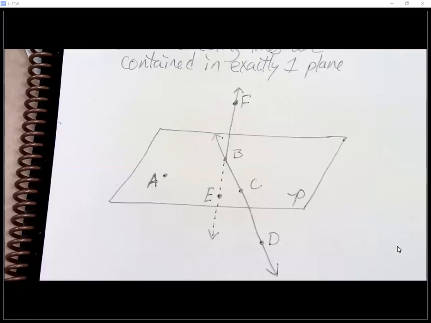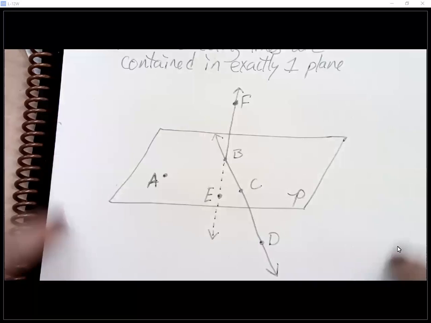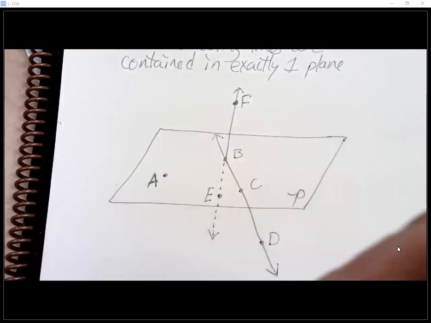Planes never end. I could have drawn this parallelogram way bigger and then it would have looked like it contained D. But if any 2 points of the line are in the plane, then the whole line's in the plane. The whole line, no matter how it's drawn, because it all goes on forever, right? Weird.